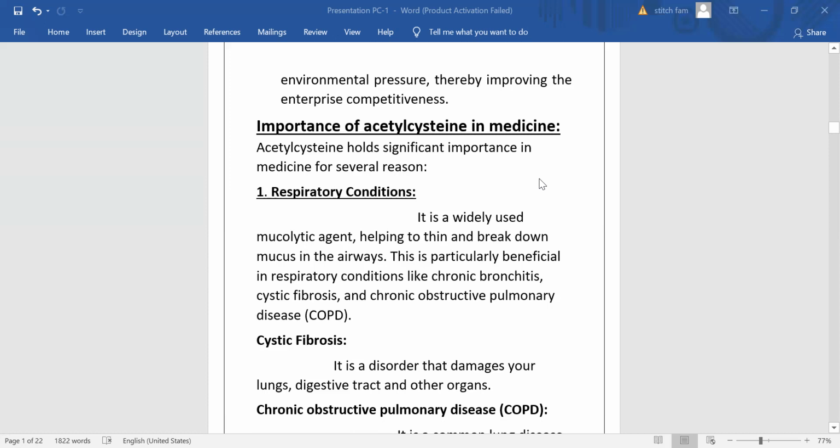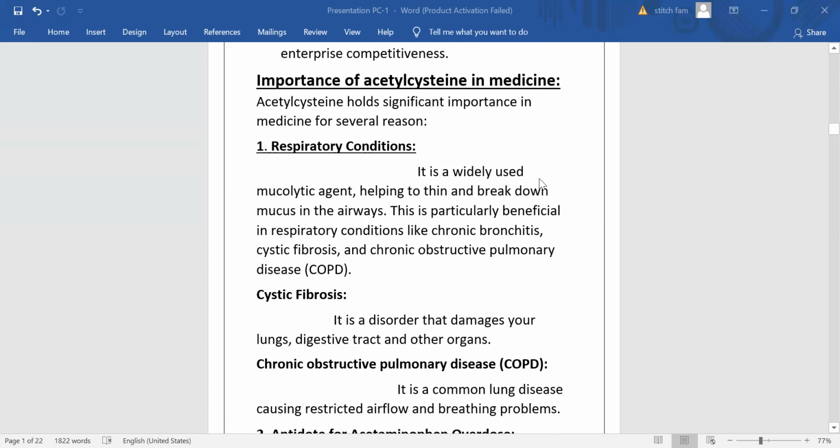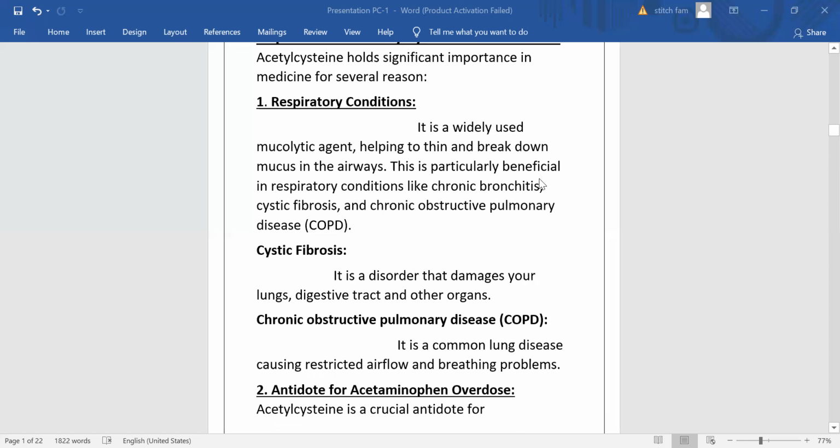Now moving towards the importance of acetylcysteine in medicine. Acetylcysteine holds significant importance in medicine for several reasons. Number one, respiratory conditions. It is widely used as a mucolytic agent, helping to thin and break down mucus in the airways. This is particularly beneficial in respiratory conditions like chronic bronchitis, cystic fibrosis, and chronic obstructive pulmonary disease.